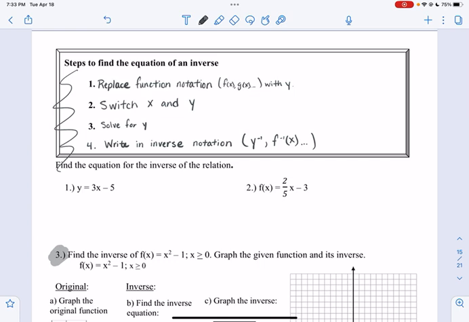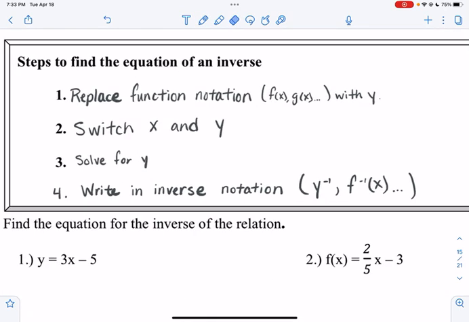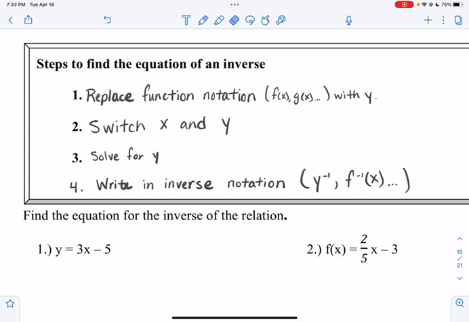The first one, if it's in function notation, just replace that f of x or g of x or whatever it might be with y. So like a number 2, f of x, that's really just y. So that's your first step. Replace that function notation with y. You want y equals. So an inverse is x and y switched. So that's step 2. Literally just switch x and y within your equation.